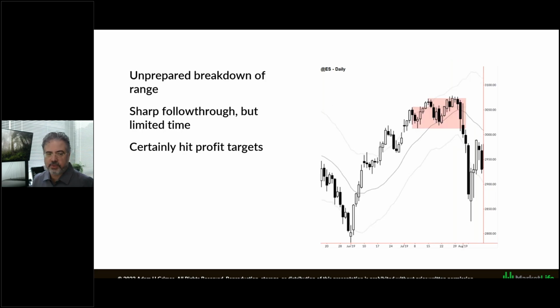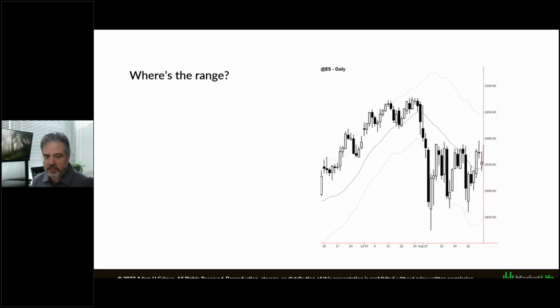However, in this particular case, it did turn out to have pretty good follow through. And maybe you had a chance to enter under this bar. Certainly hit profit targets, very limited time, big reversal complex, big climax. Look how much bigger the volatility is here. Just look at the range of this bar compared to the range here. This is mid 2019. Going forward a little bit, where's the range here?